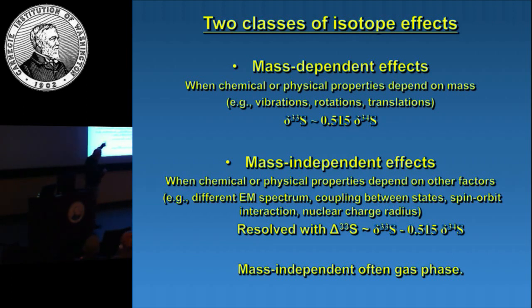And these things don't depend on mass, but they're an addition to it, and they produce a deviation from this relationship. So there's this other relationship, capital delta, which is the 33 minus this quantity. And we'll use both of those in this talk. So that's the background. Now what I want to do is go through and say something about these types of effects and these types of effects in these three types of environments.